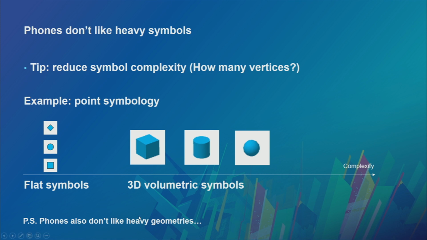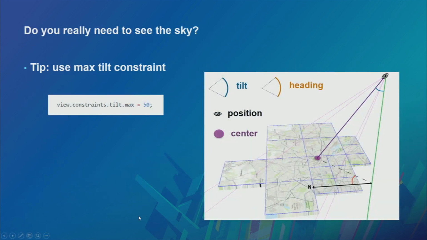Phones also don't like heavy geometries, so consider generalization for lines that have way too many vertices that you don't need.